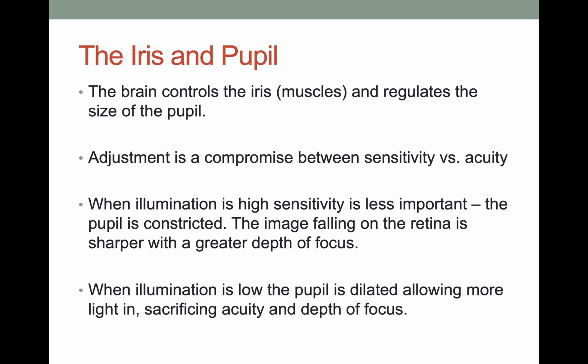When the pupils are constricted, the image falling on each retina is sharper and there is a greater depth of focus. However, when the level of illumination is too low to adequately activate the receptors, the pupils dilate to let in more light, thereby sacrificing acuity and depth of focus.